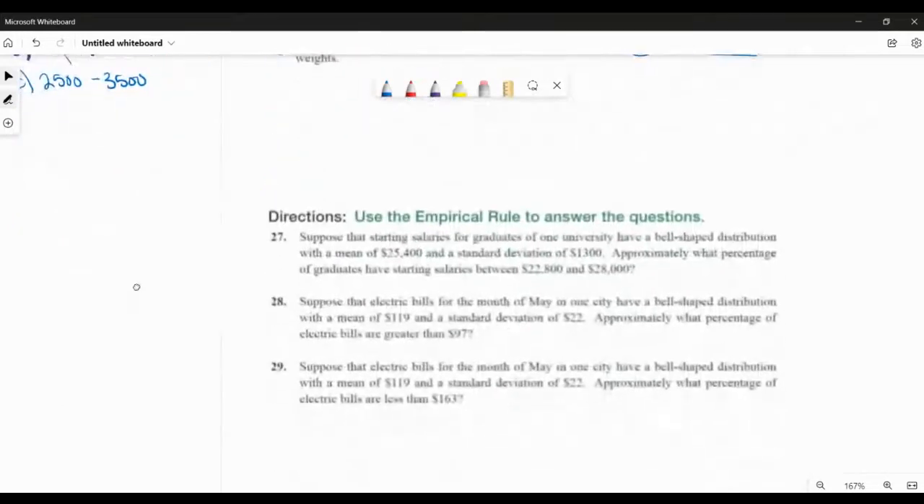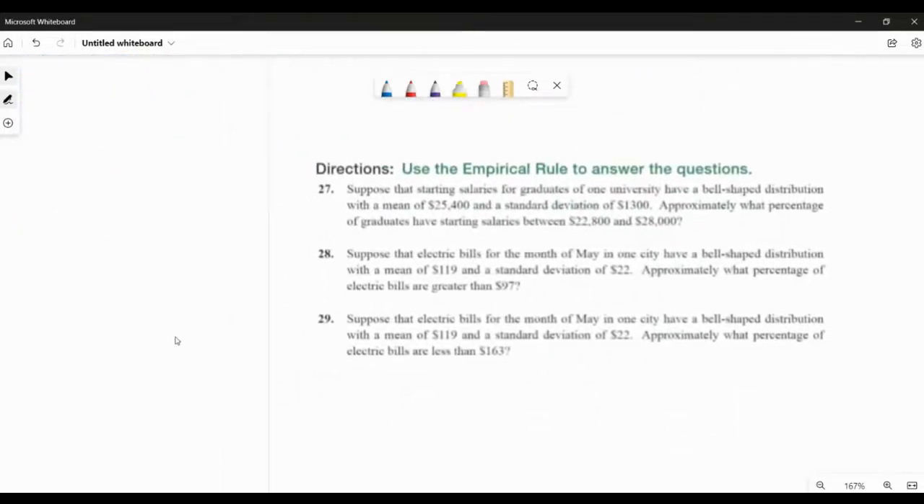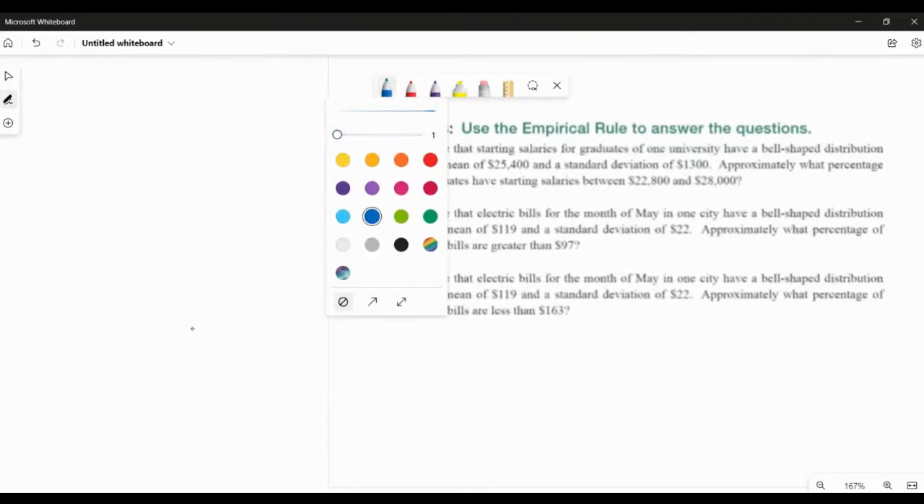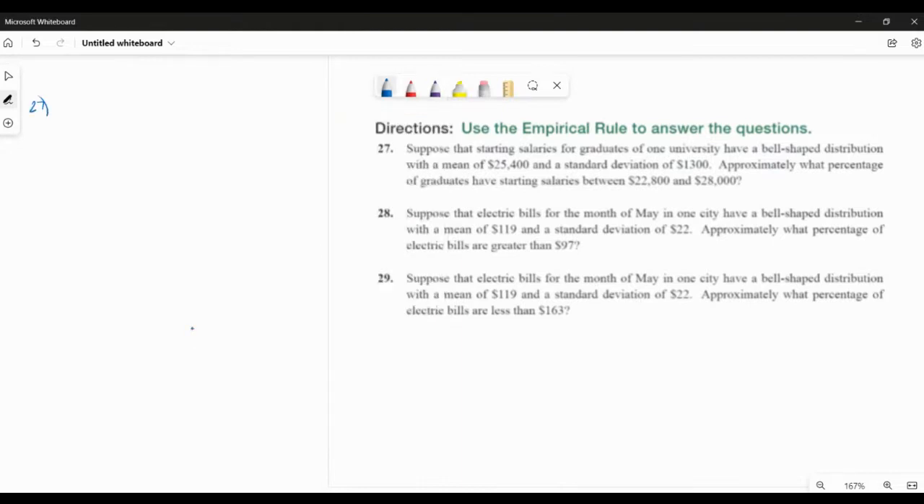Let's make some room here. Number 27. Suppose the starting salaries for graduates of one university have a bell-shaped distribution with a mean of 25,400, and a standard deviation of 1,300.